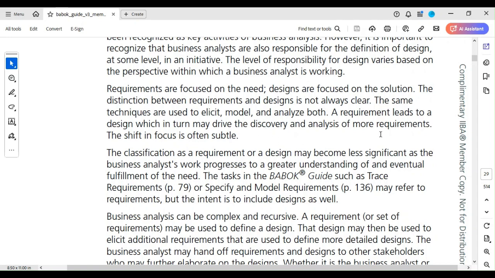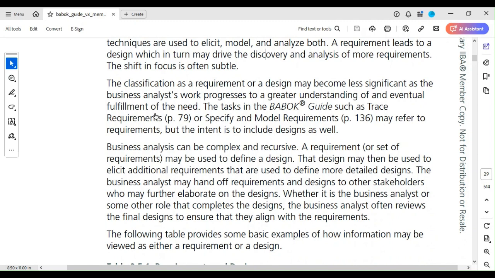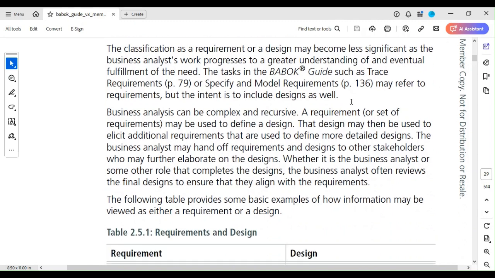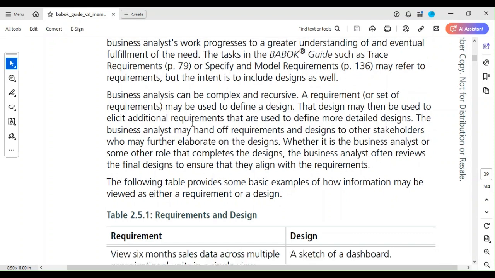So when they draw that, I think if we also tweak it this way, it comes out this way. Okay. The shift in focus is often subtle. The classification as a requirement or a design may become less significant as the business analyst work progresses to a greater understanding of an eventual fulfillment of the need. So as you go on, everything becomes clearer. The tasks in the BABOK Guide, such as trace requirements, or specify and model requirements, may refer to requirements, but the intent is to include designs as well.